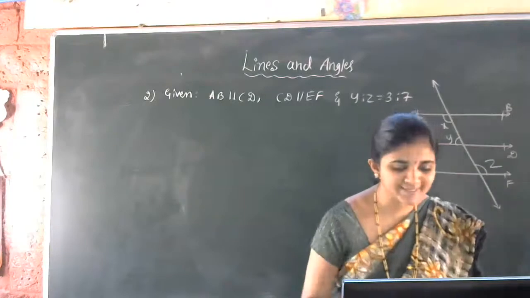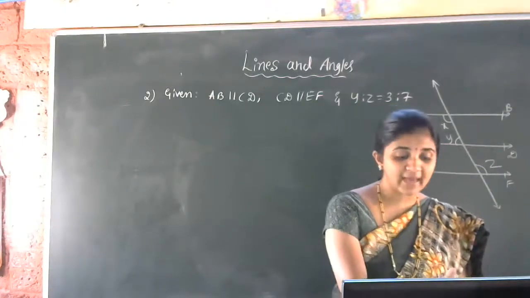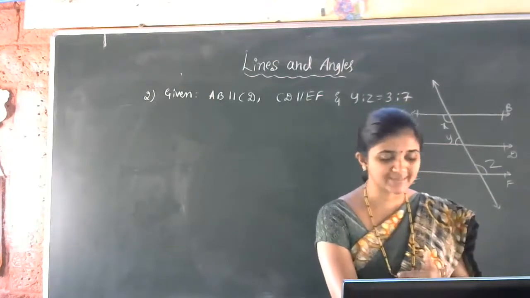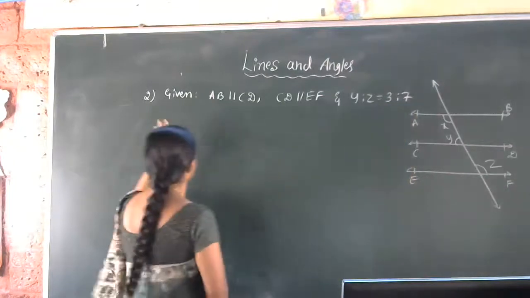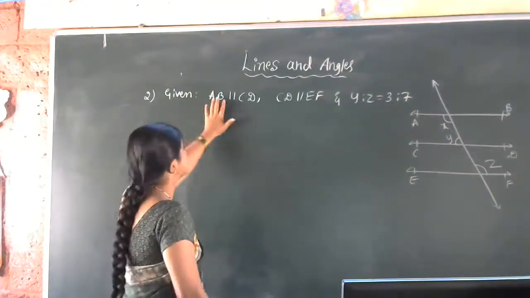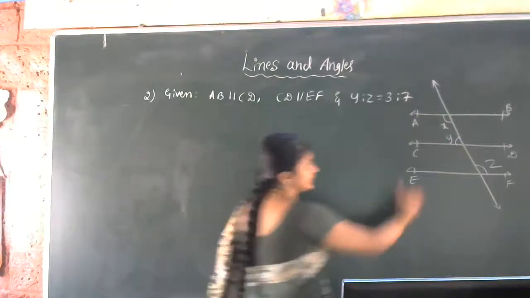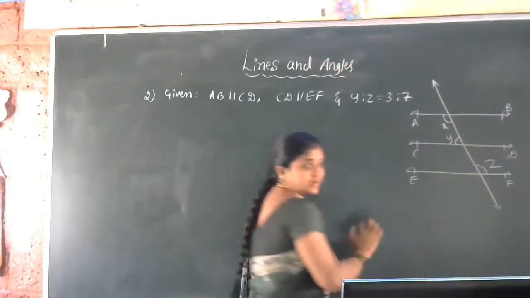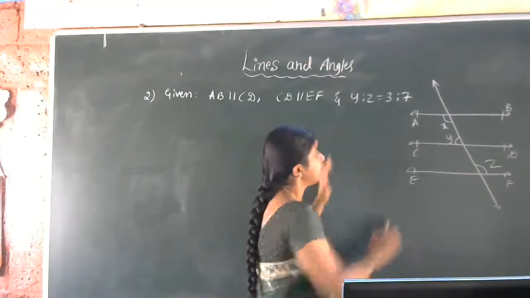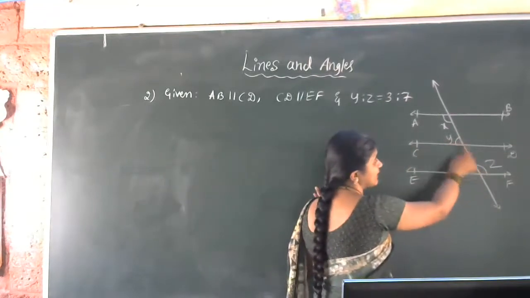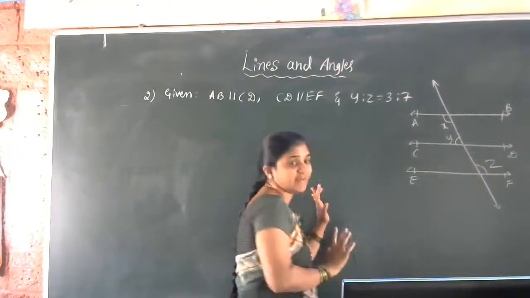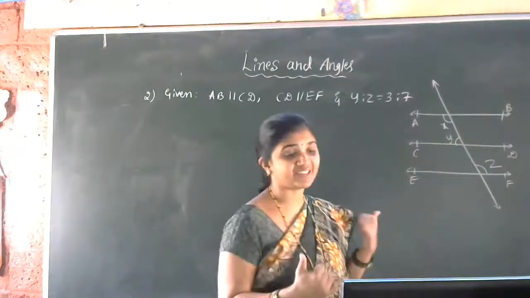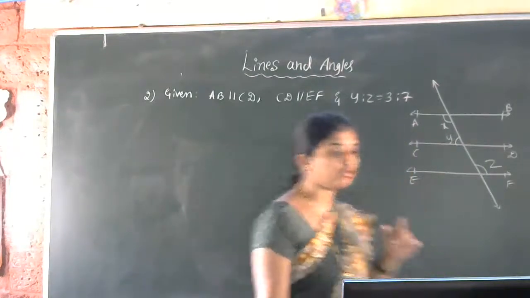Yes, you just observe the second question. In the figure, if AB is parallel to CD, CD is parallel to EF, Y is to Z is equal to 3 is to 7, find X. So here we have the given data, listed like this. AB is parallel to CD. Just observe the diagram. This AB line is parallel to CD. Then this CD line is parallel to EF. Then this Y is to Z ratio is given. Angle Y is to Z is 3 is to 7. Using this given data, we have to work out the X angle.